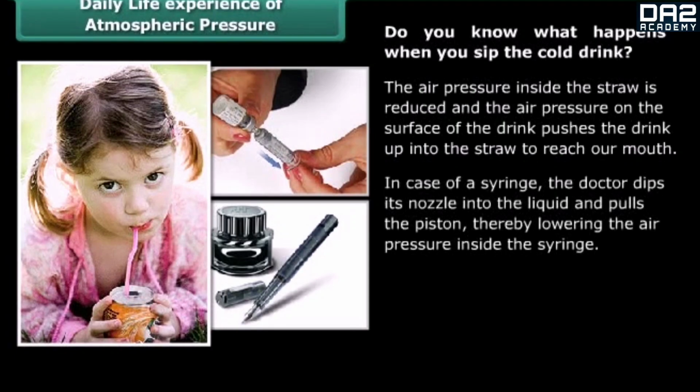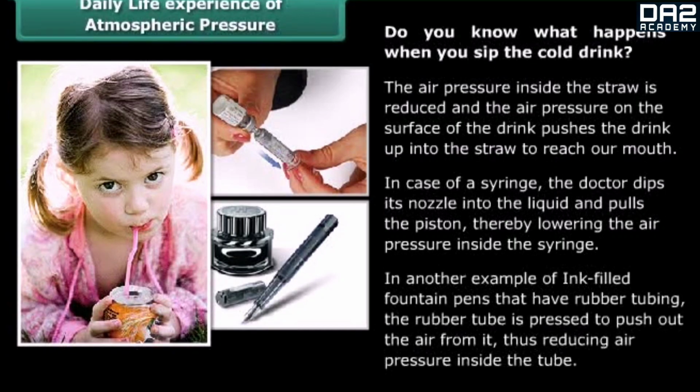In case of a syringe, the doctor dips its nozzle into the liquid and pulls the piston, thereby lowering the air pressure inside the syringe. Another example of ink-filled fountain pens that have rubber tubing. The rubber tube is pressed to push out the air from it, thus reducing air pressure inside the tube.